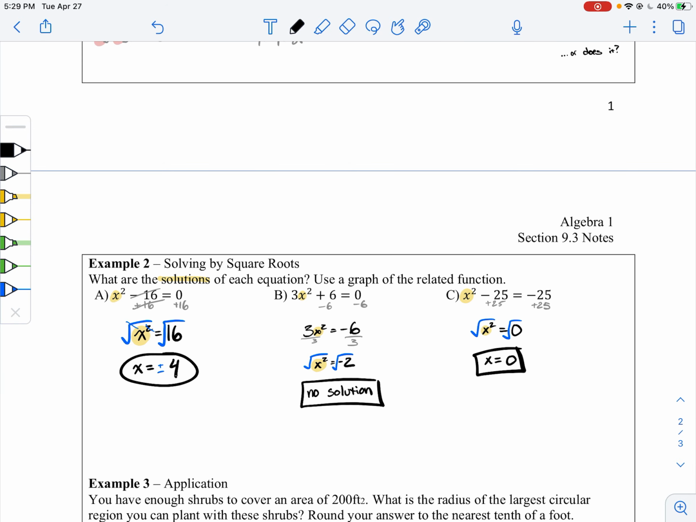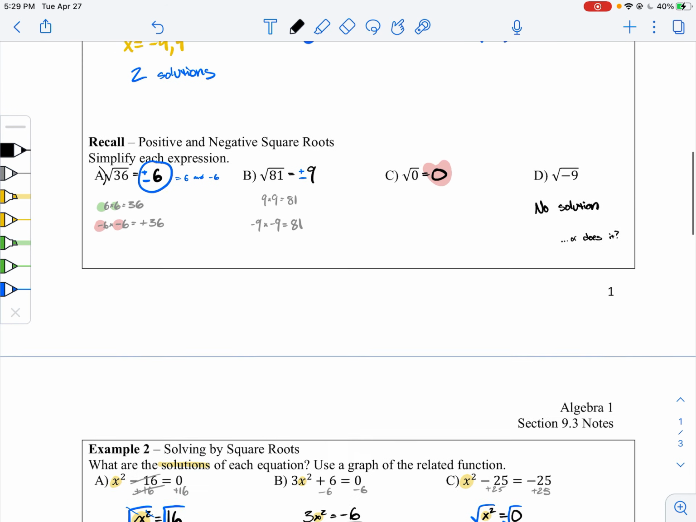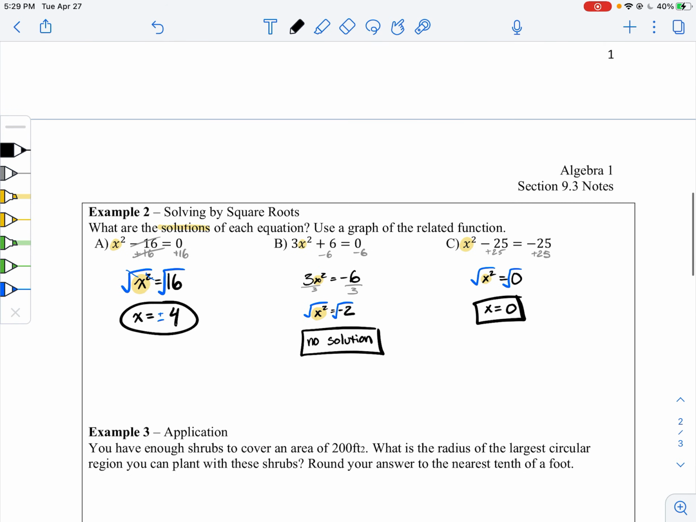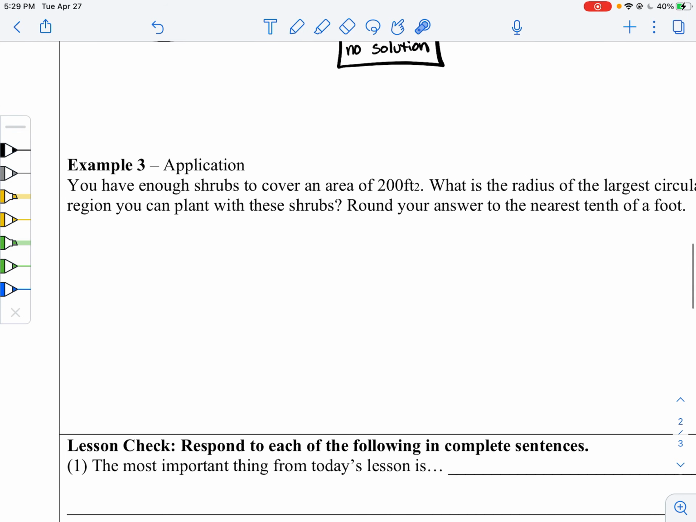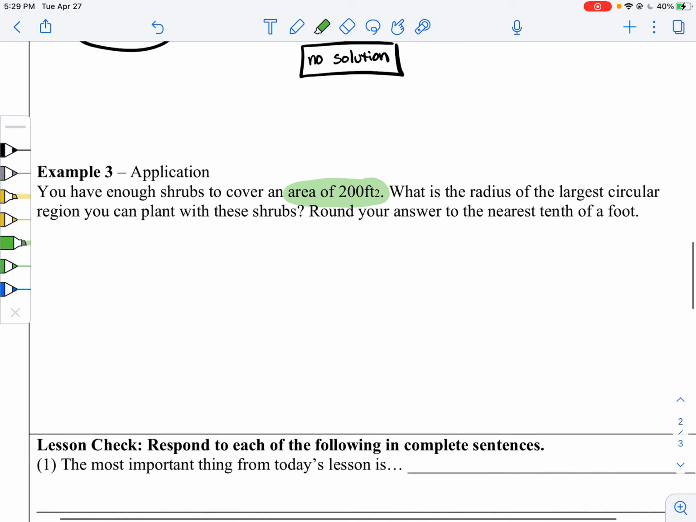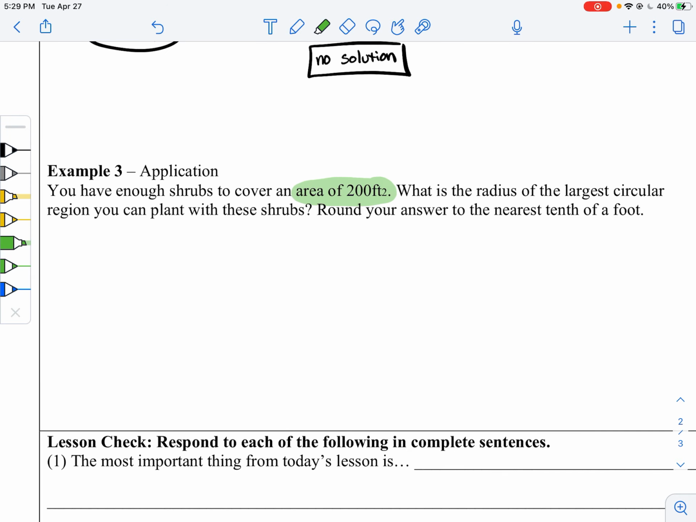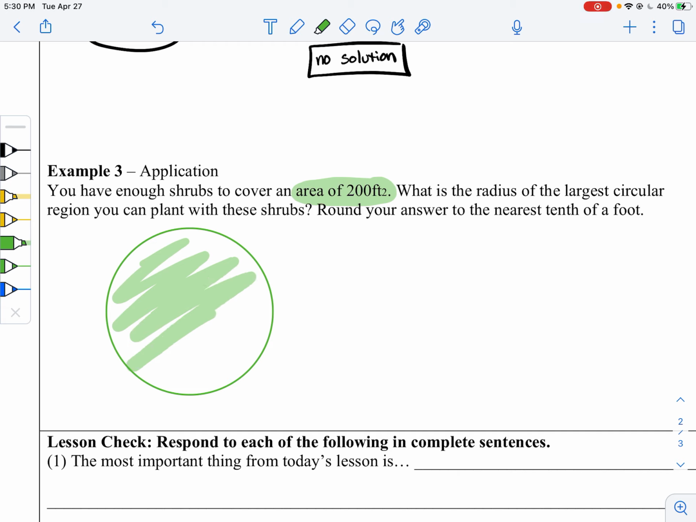Yay! We did it. Cool, that's great and all, but when are we going to use this in real life? Well, I'll show you. Let's say that you have enough shrubs to cover an area of 200 feet squared. What's the radius of the largest circular region you can plant with these shrubs? So draw your best circle and then remind yourself, the area is 200 feet squared.